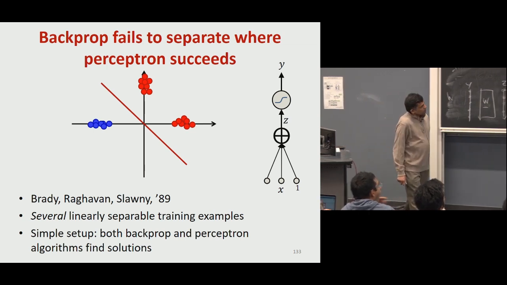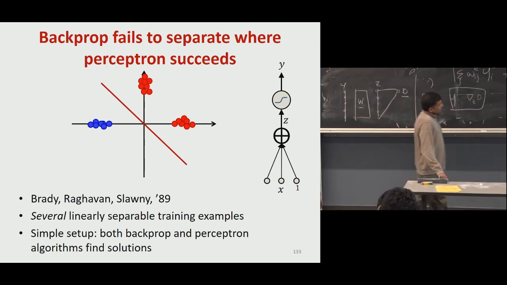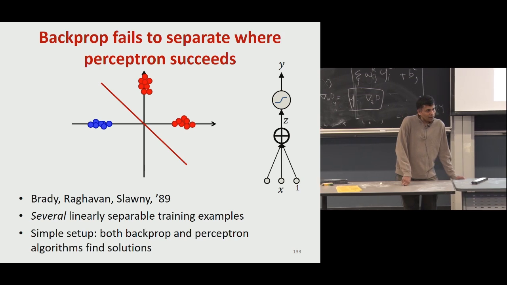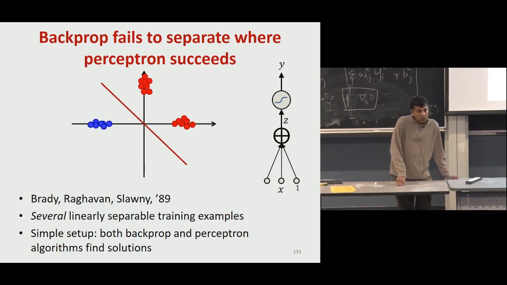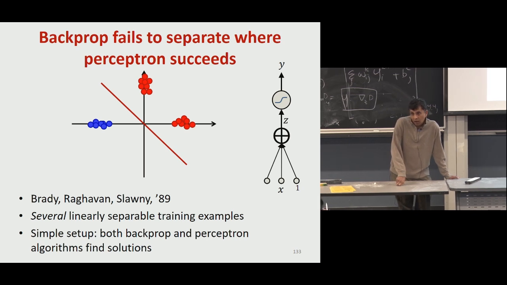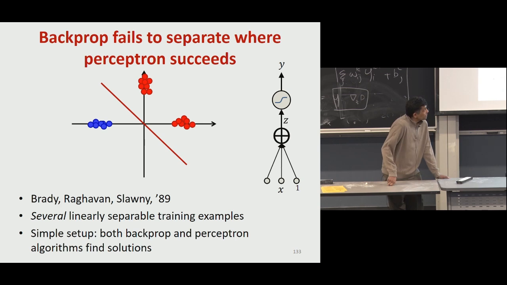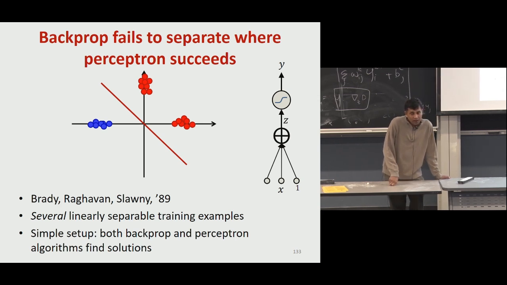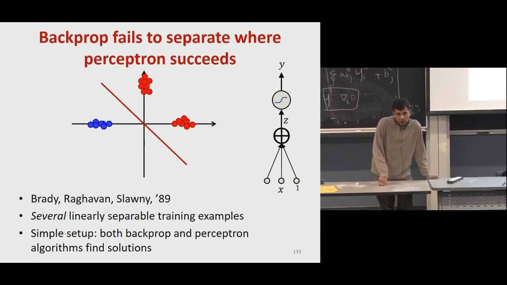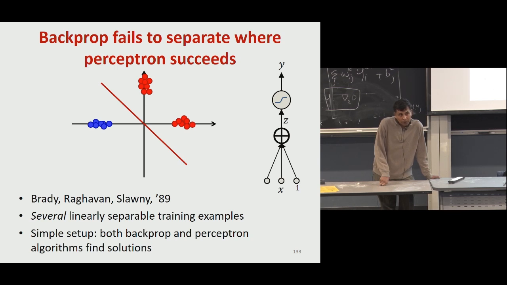So this is a very nice paper by Brady, Raghavan and Sloane in 1989, way back when. Here is this collection of data, and we have two cases. In one case, I'm going to use the perceptron algorithm. Remember, the perceptron algorithm assumes threshold activations, right? And the other case, I'm going to use backpropagation, assuming a sigmoid. In both cases, the classifier is linear. In both cases, the optimal classifier is that line shown over there, regardless of whether I use the perceptron algorithm or backpropagation. I'm going to find the correct answer.